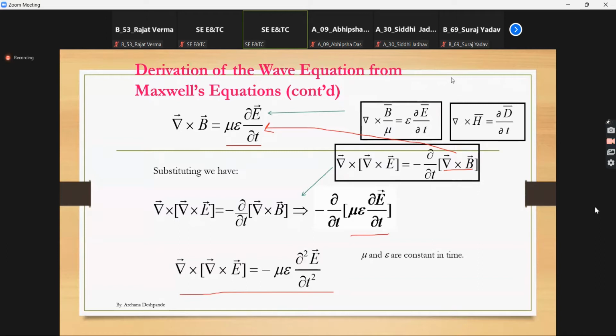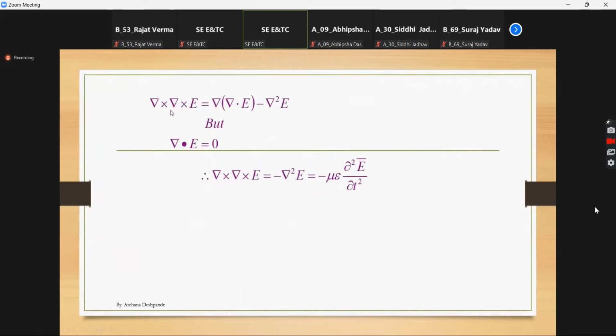Okay, so what do I have on the left hand side? I have curl of E. So what is curl of E? According to the mathematical operations of vectors which you have studied, it is gradient of divergence of E minus del square E. Okay, this is as per the mathematical operation. But this first term is equal to 0. Why is it 0?